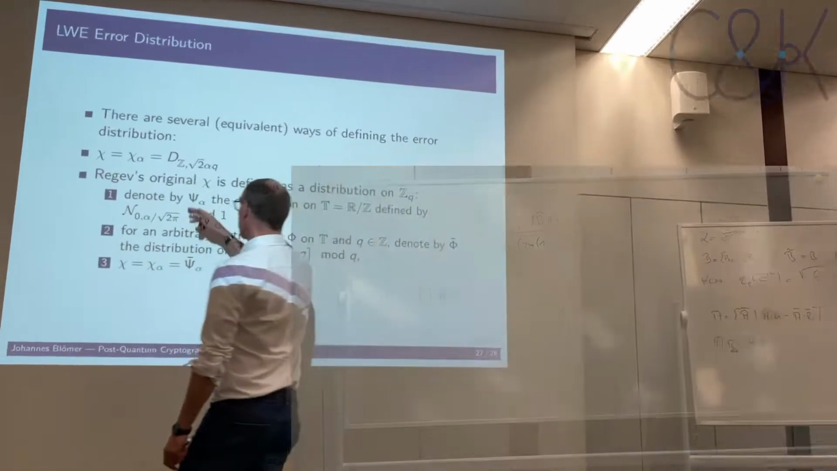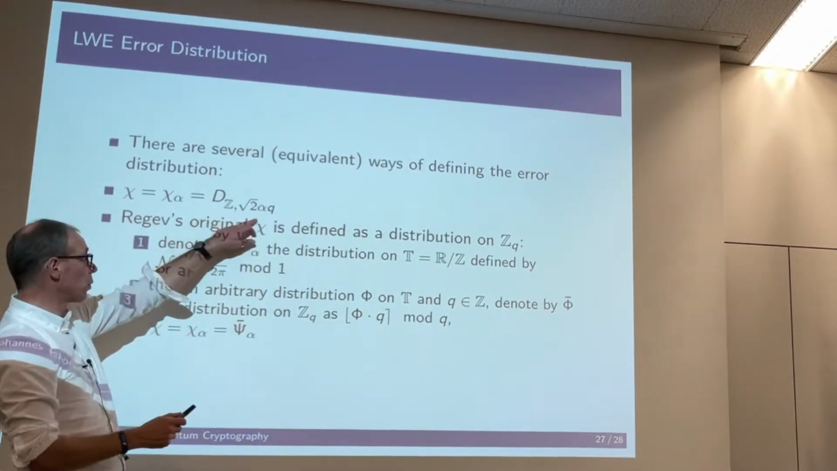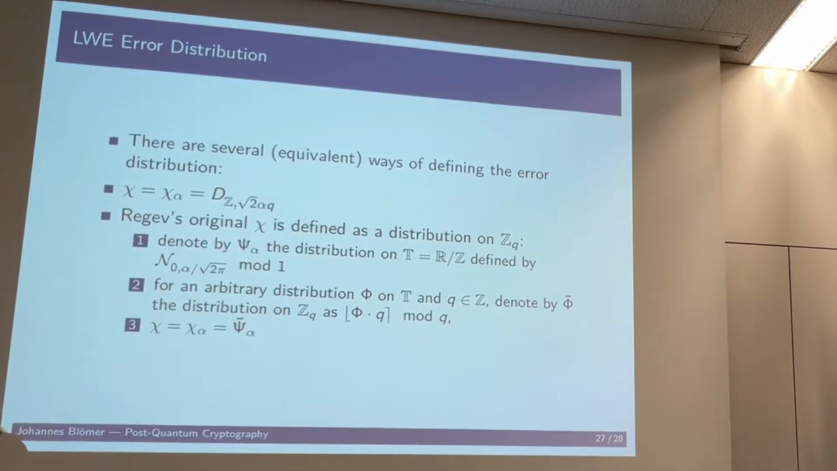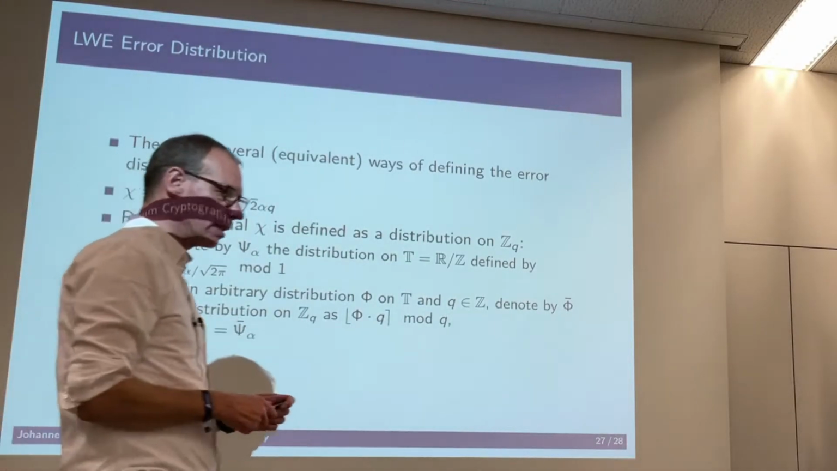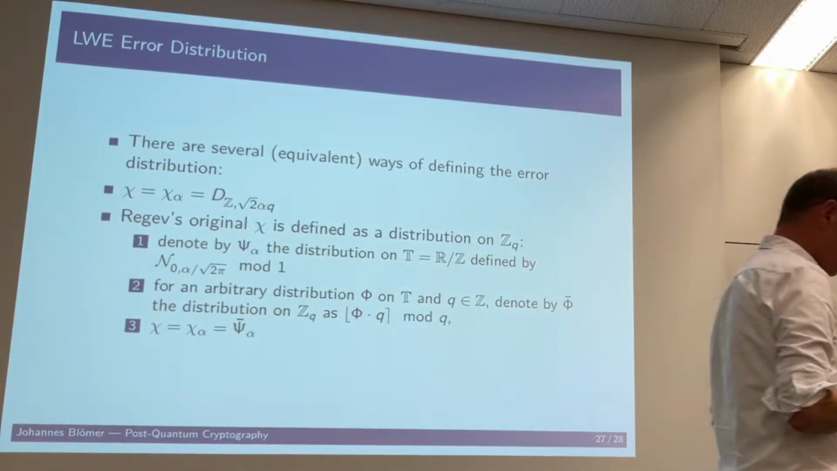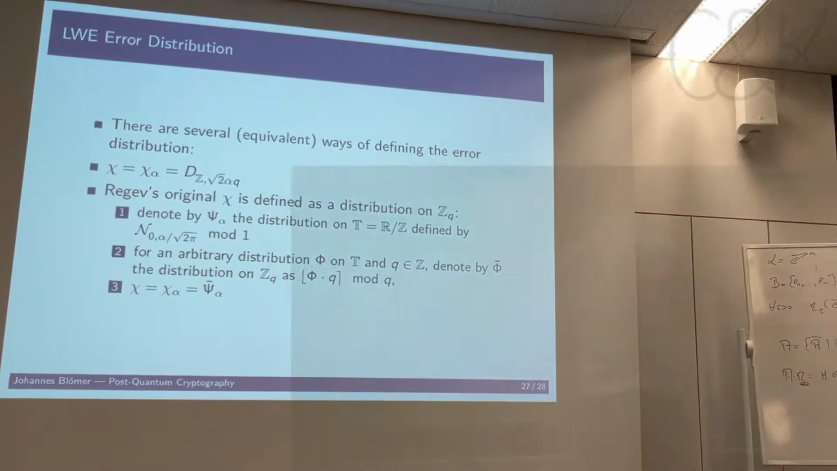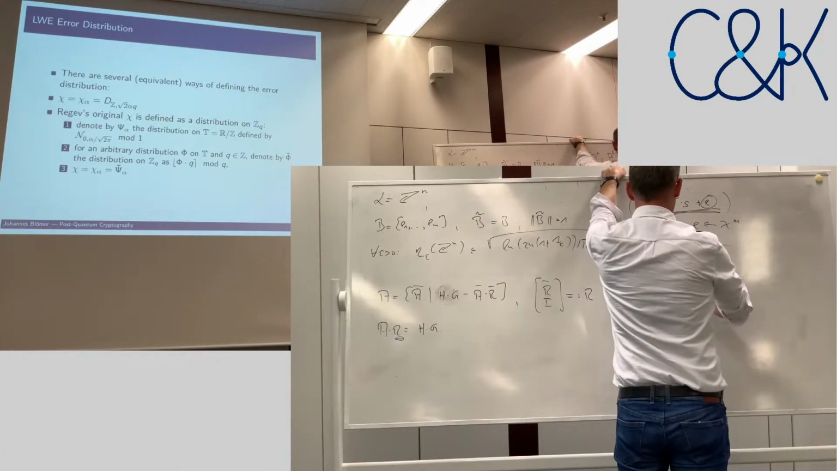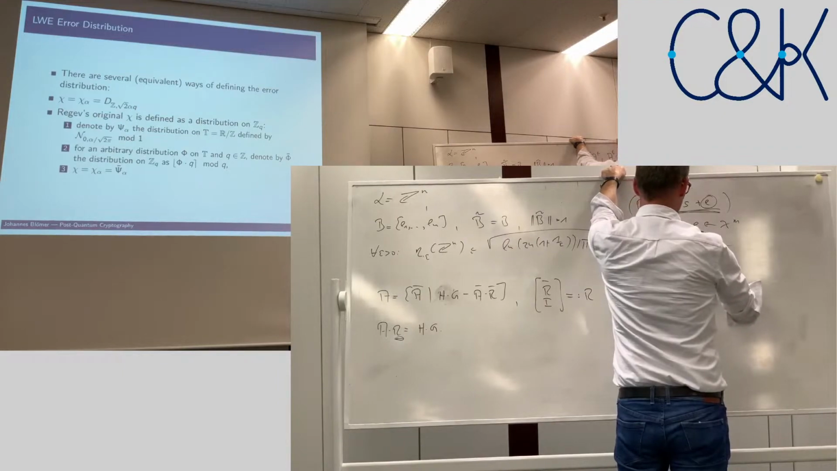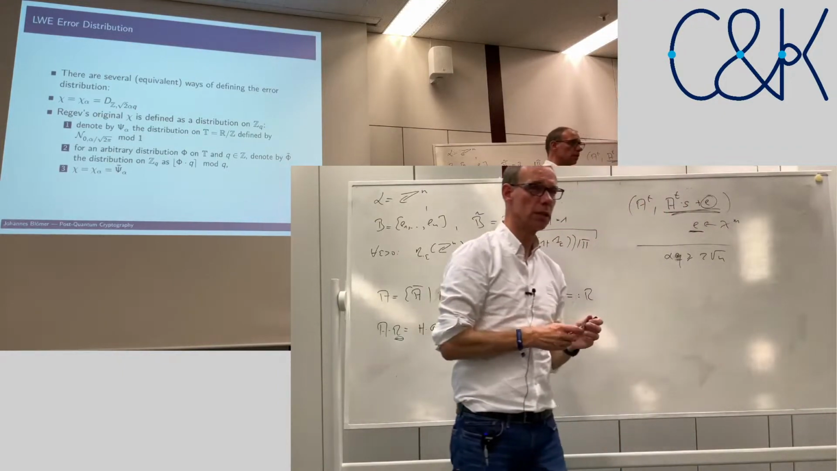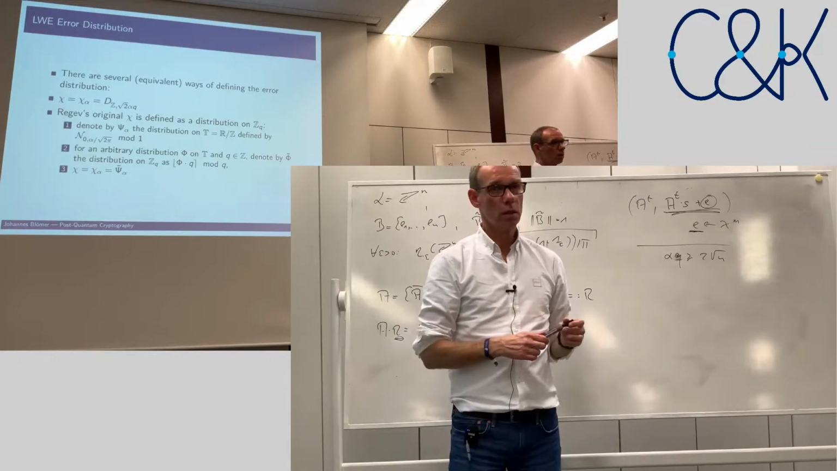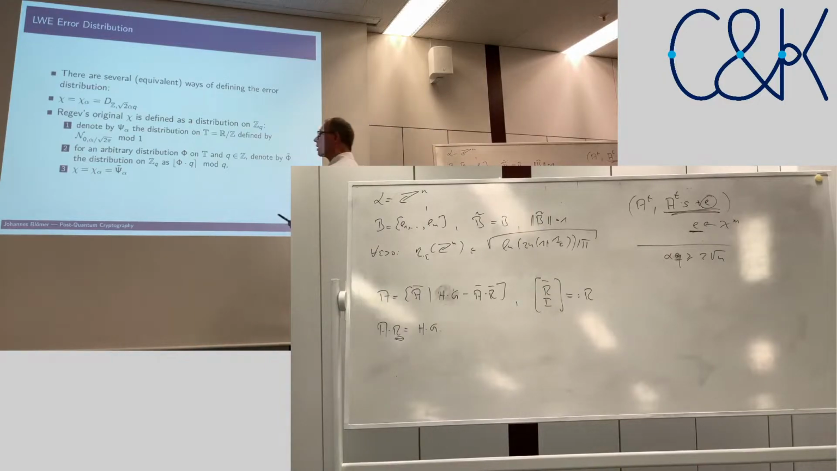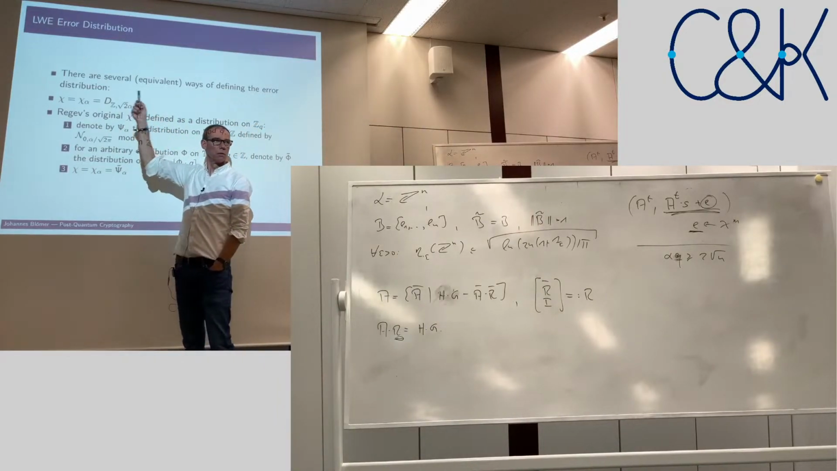And the easiest way is you just take the discrete Gaussian distribution on Z with this parameter here: square root of 2 times alpha times q. And we talked about this before, but what we need is that alpha times q must be larger than 2 times square root of n. Okay, that was this alpha q. So this is roughly square root of n.